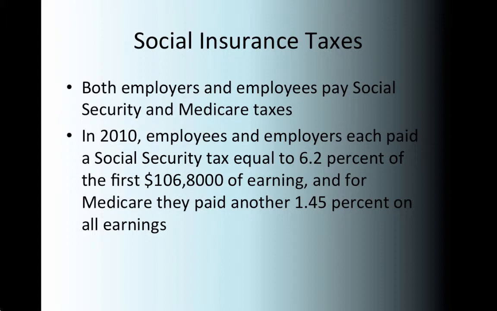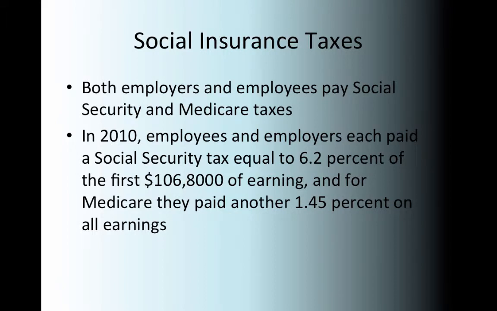And so based on numbers from 2010, and I believe that these are still accurate, employees and employers each paid a Social Security tax that's equal to 6.2% of the first $106,800 of earnings for a calendar year. And then for Medicare, they paid another 1.45% on all earnings. So what this means is if someone is making over $107,000, they do not have Social Security tax taken out.